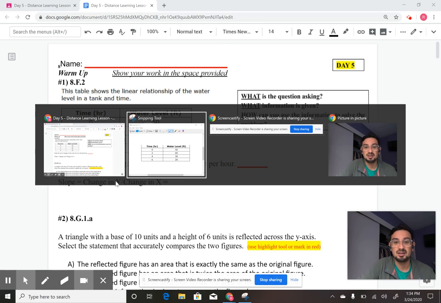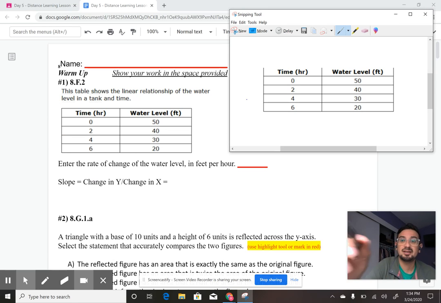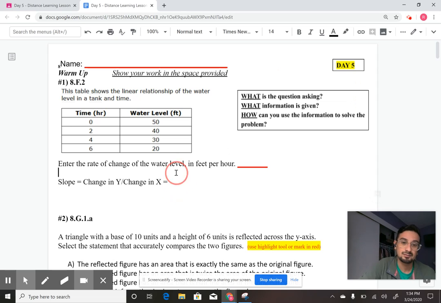In this case, we can just figure it out right here. We can see the change in x is 2. The change in y is 10. So it's going to be 10 over 2, or just 5.